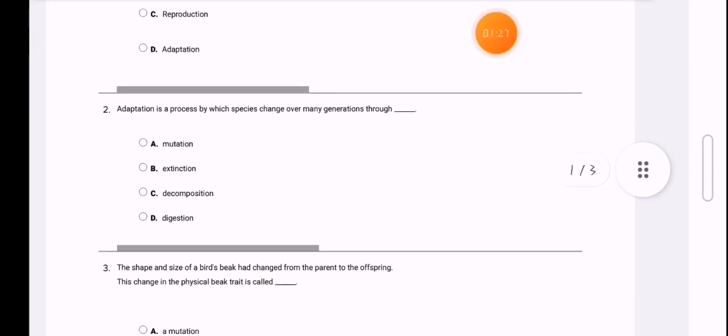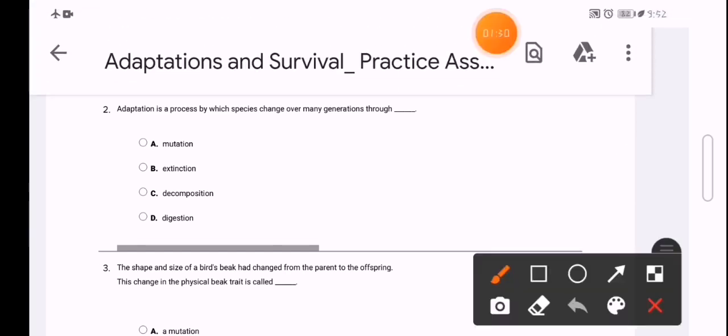Number 2, adaptation process by which species change over many generations through, for sure, mutation. So if we have adaptation, so you have to choose mutation. If we have mutations, you have to choose adaptation, because for sure extinction and decomposition, both of them similar to the same process. Extinction, we said that no means no longer exists in the real life. Decomposition is a process that's happening after the living organisms are death, okay?